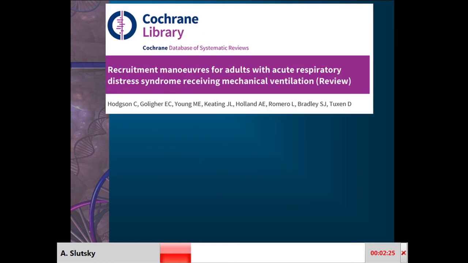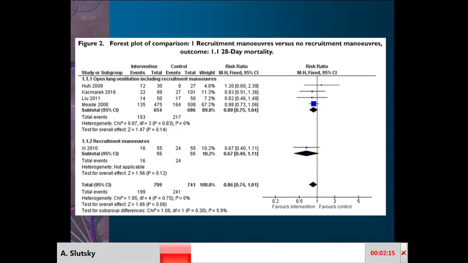So where are we? Well, there was one meta-analysis, or a couple of meta-analyses. This is one that looked at recruitment maneuvers in adults with ARDS. And this is the forest plot from that, and essentially it shows that, in the context of open lung ventilation, recruitment maneuvers showed a decrease in mortality, and just recruitment maneuvers had a not quite significant decrease in mortality. So the data suggests that there is a decrease in mortality, but it's certainly not very persuasive.